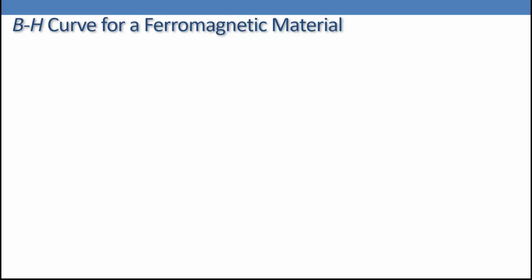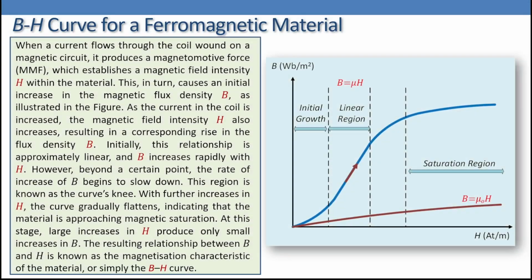Now it's time to explore the BH curve, or the magnetization characteristics, for a ferromagnetic material. What a wordy slide! I'm not going to read that one word by word. I added that one here for those who like to stop the video and read the explanation. I'm going to focus on the BH curve on the right side. When a current flows through a coil wrapped around a magnetic core, it creates MMF, which sets up a magnetic field inside the material. We call it H. We know that one from the previous slides.